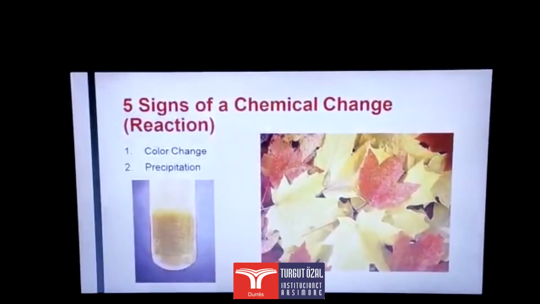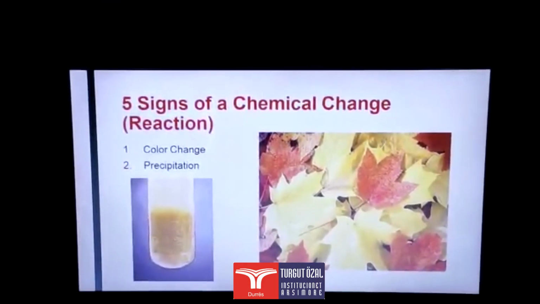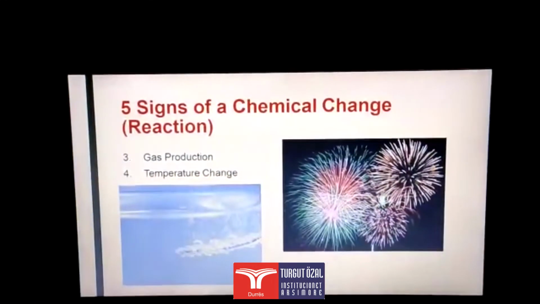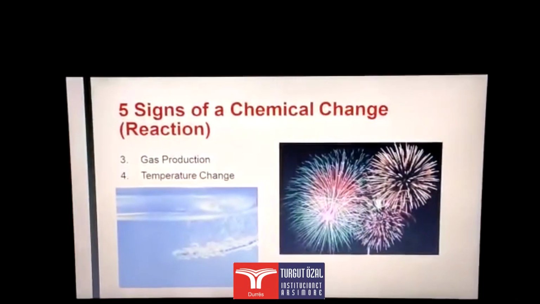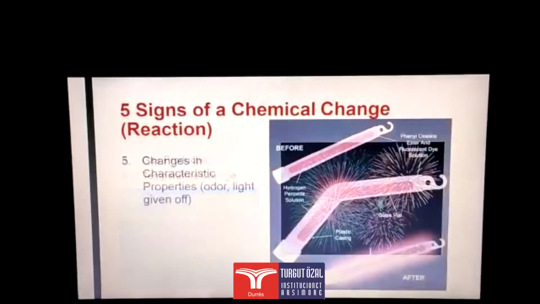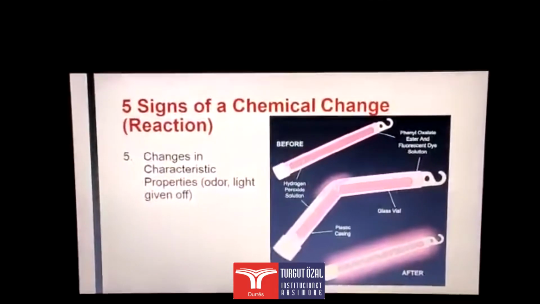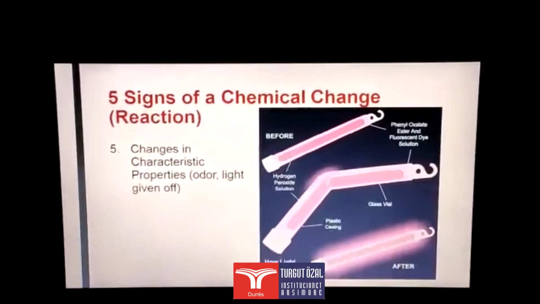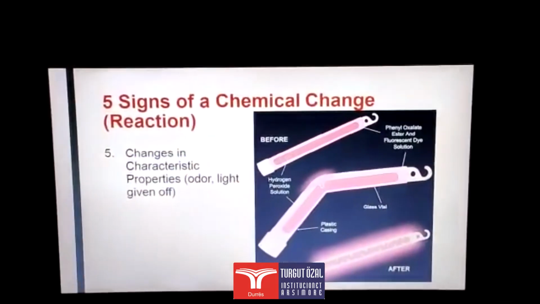Five signs of a chemical change. One is color change and two is precipitation. Third one is gas production and fourth is temperature change. And the last one is a change in characteristics, properties, odor, or light given off. The best example is with light sticks.